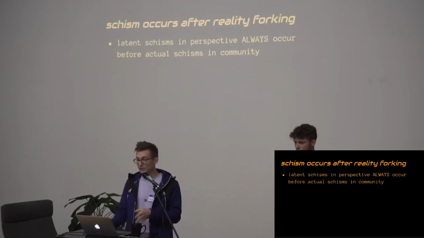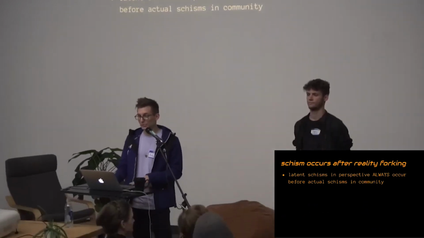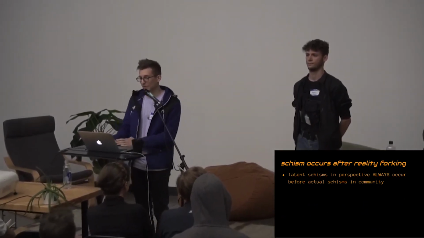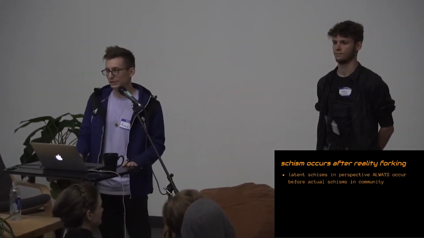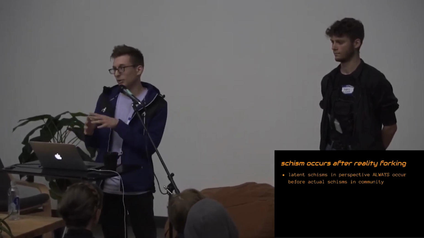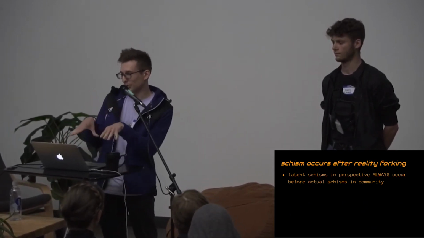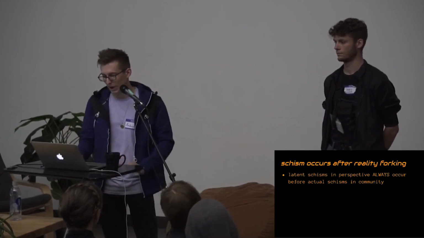So schism always occurs after reality forking. An overt schism in a community is always a very late stage effect of an initial fork in perceived reality, so that there's a fragmentation of consensus reality into multiple consensual realities, which are not linked together.